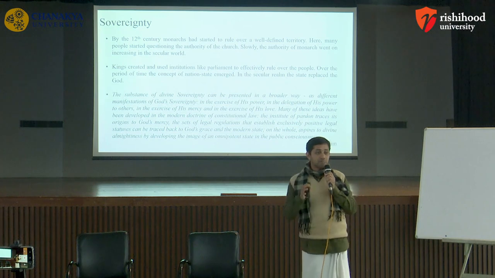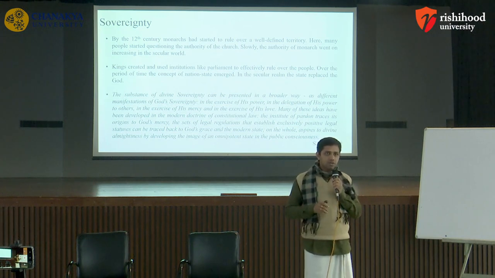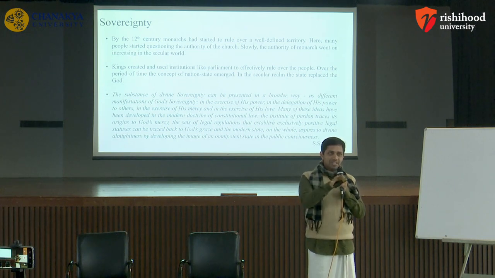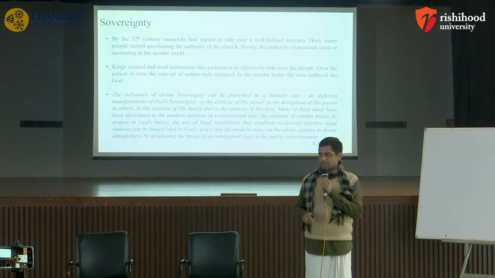For example, the Rashtrapati can give Kshamadana. Why can he give Kshamadana? Because he represents the state. So the state is sovereign. He represents the state, therefore he can give Kshamadana.